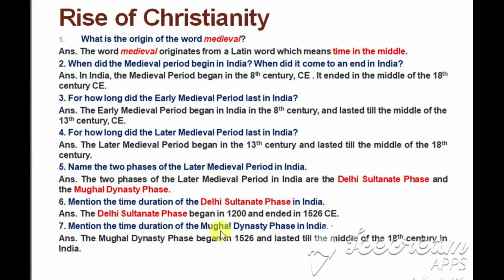Mention the time duration of the Mughal dynasty phase in India. The Mughal dynasty phase began in 1526 and lasted till the middle of the 18th century in India.